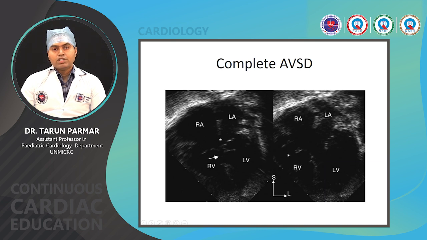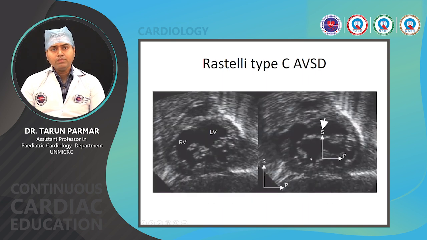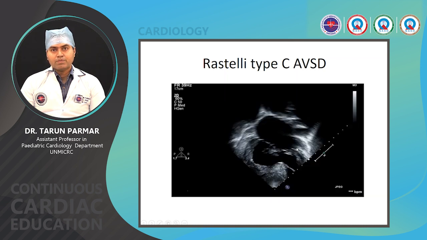This is a still image of the complete AVSD, the same thing. This is ASD, this is VSD. This is the systolic image, this is the diastolic image. This is a still image showing the systole and diastole, the free floating superior bridging leaflet. This is Rastelli type C.